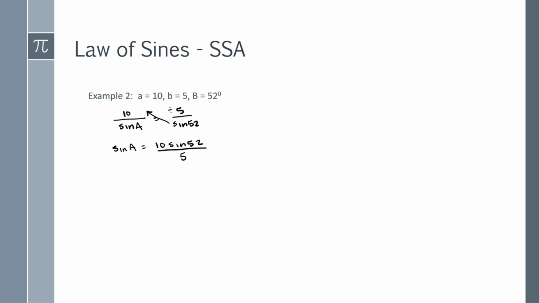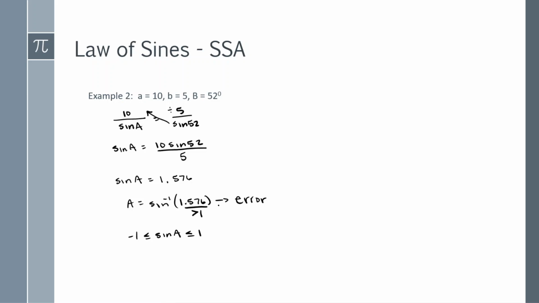So when I plug that into the calculator, I get sine of A equals 1.576. If I try to take the inverse sine of that, this is going to give an error in your calculator. The reason is because sine is always less than or equal to 1 and greater than or equal to -1. We learned that from our unit circle. The unit circle has a radius of 1, so sine and cosine can never get bigger than 1. So this is larger than 1, so it can't happen.